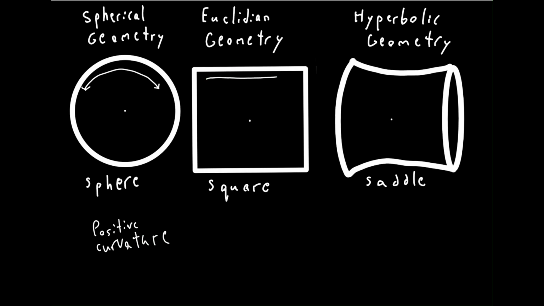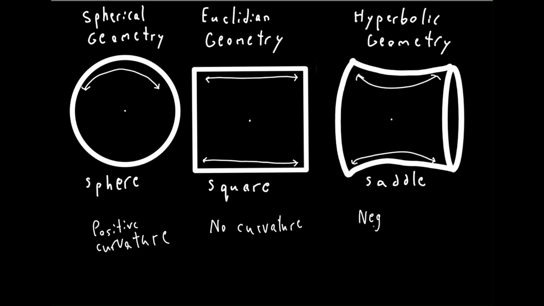For Euclidean geometry, well, there's no curvature, as we're seeing on a Euclidean plane. And for hyperbolic geometry, well, it bends in the opposite direction of spherical geometry, which allows it to have negative curvature. But what does all this mean? And how can it be utilized?